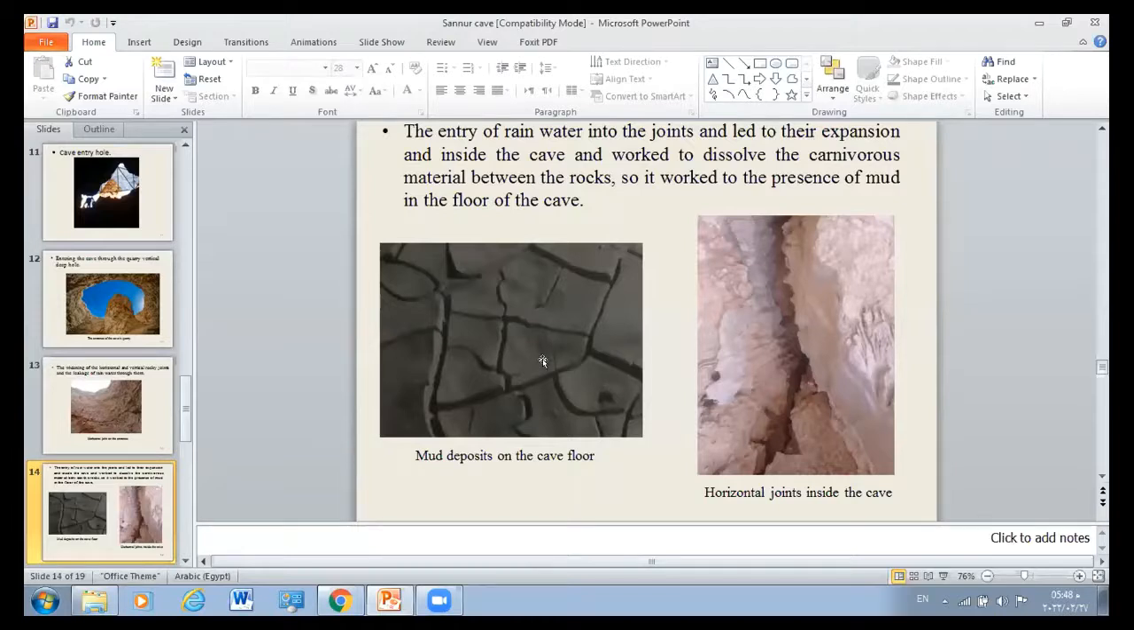Mud deposits on the floor and this horizontal joint inside the cave. This mud made our steps in the cave very difficult, because if you walk quickly, you will fall. So we were very careful when we took each step as we walked.